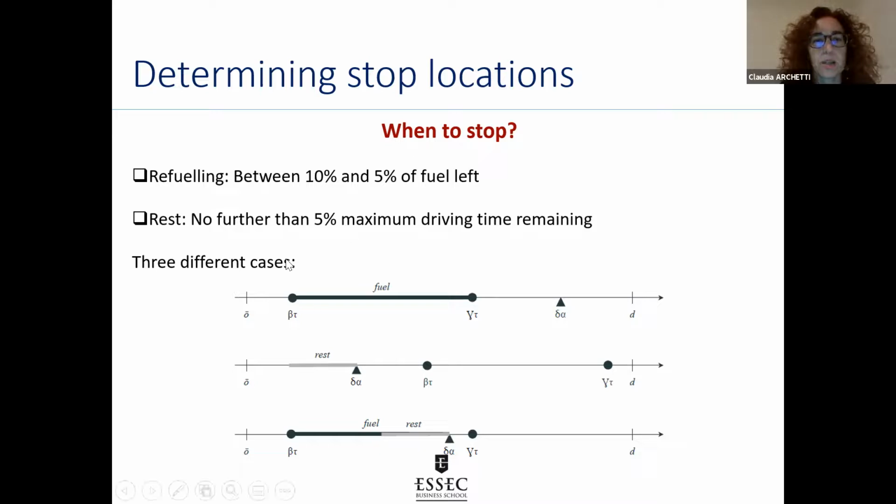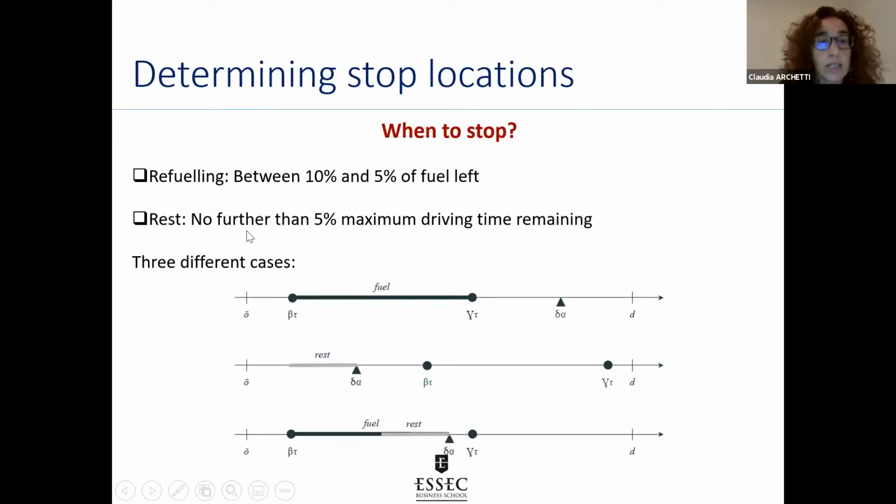Okay, so we can have 3 different cases according to the two reasons why we stop. Either the reason why we're stopping is running out of fuel, and so we will have the first case over here, where beta tau and gamma tau are the two locations associated with 10% and 5% of the tank level, the two locations on the path that we are traversing. So it means that we will look for a refueling station on the segment of the path that goes between these two locations over here.